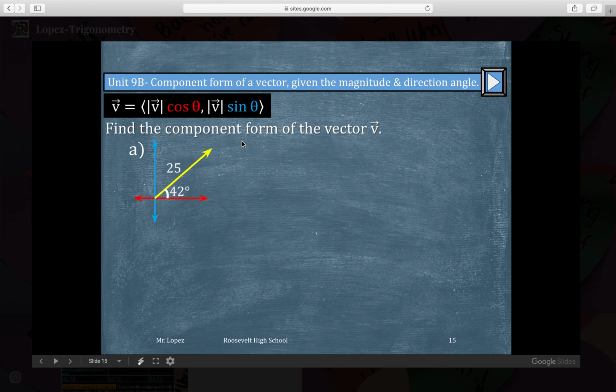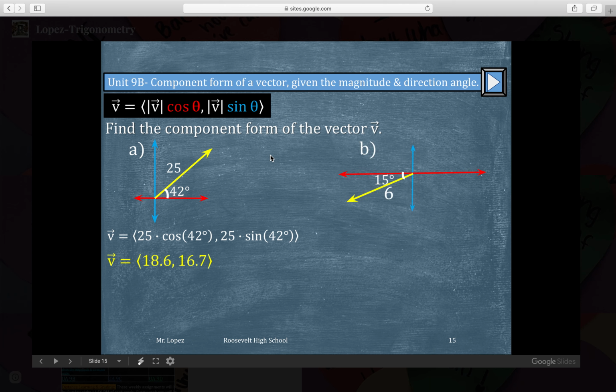So to find the component form of the vector, just plug in the given information in here. For the x component, it will be 25 times cosine 42 degrees. To find the y component, multiply 25 times sine of 42 degrees. Get a calculator, and the x component will be 18.6 and the y component is 16.7.